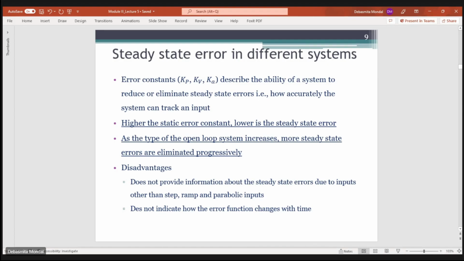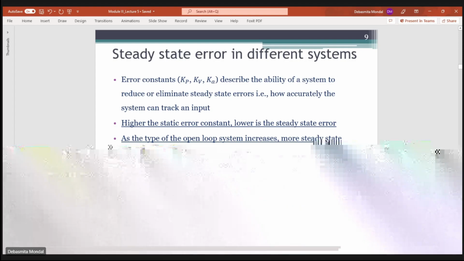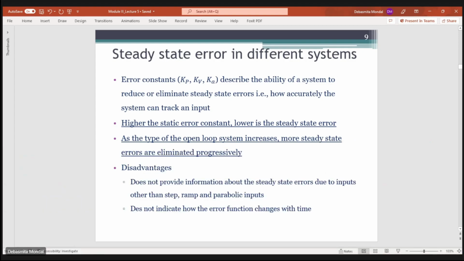So we know that we have only three steady state error constants: Kp, Kv, and Ka. One is for step input, one is for ramp input, another one is for parabolic input. But if the input to your system is something other than these three kinds of inputs, then Kp, Kv and Ka won't be able to provide information about the steady state errors.